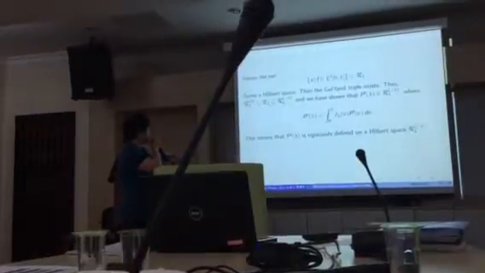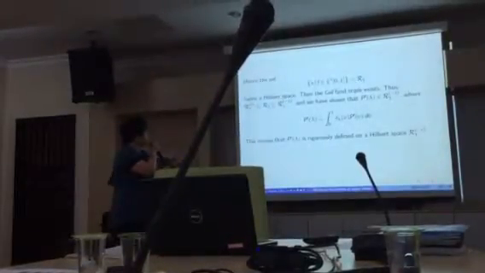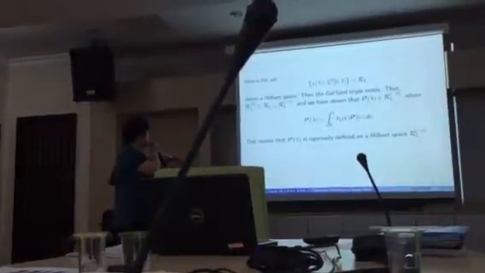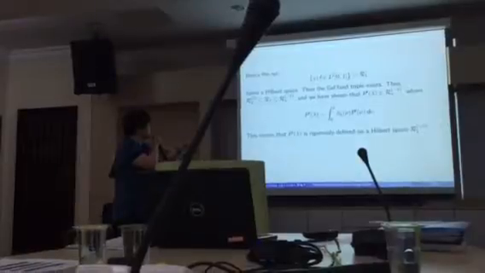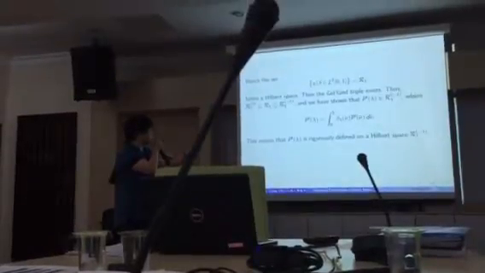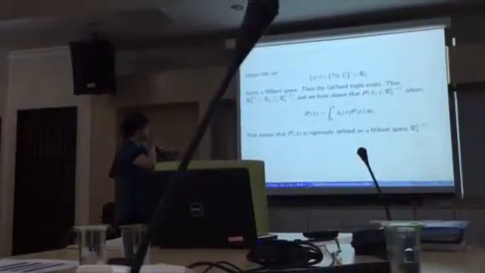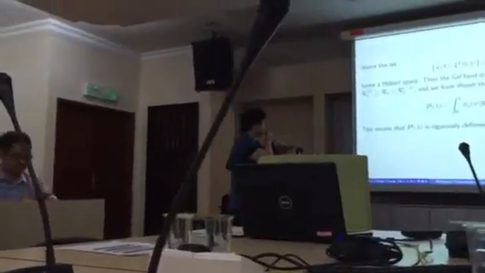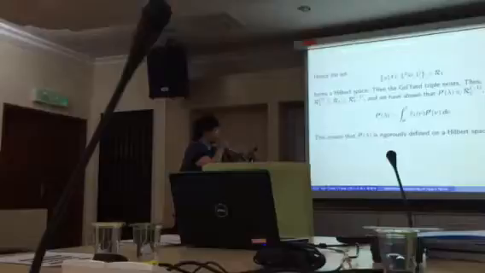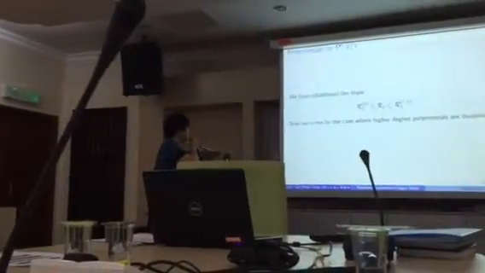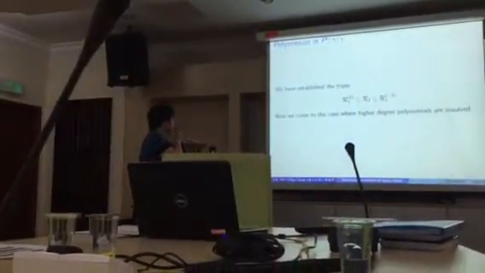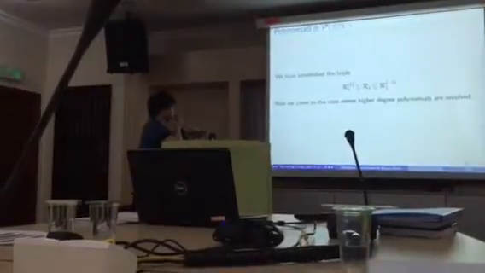And when R1 has this property, we know the triple is like this. So we have the P prime lambda can live in the R1 minus 1. So it means the P prime lambda is defined on a Hilbert space R1 minus 1. So we can establish the triple.